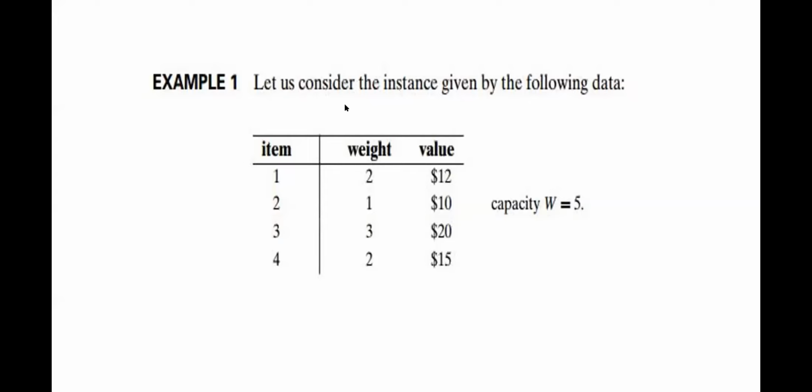Let us consider the instance given by the following data. There are four items, and in the table we can see their corresponding weights and values. Values are also called profits. The total capacity of the knapsack is given, W equals 5. So four items, corresponding weights, values, and the capacity will be given as the data. By considering this, we have to proceed using the dynamic programming approach to find the maximum profit considering the capacity of the knapsack.